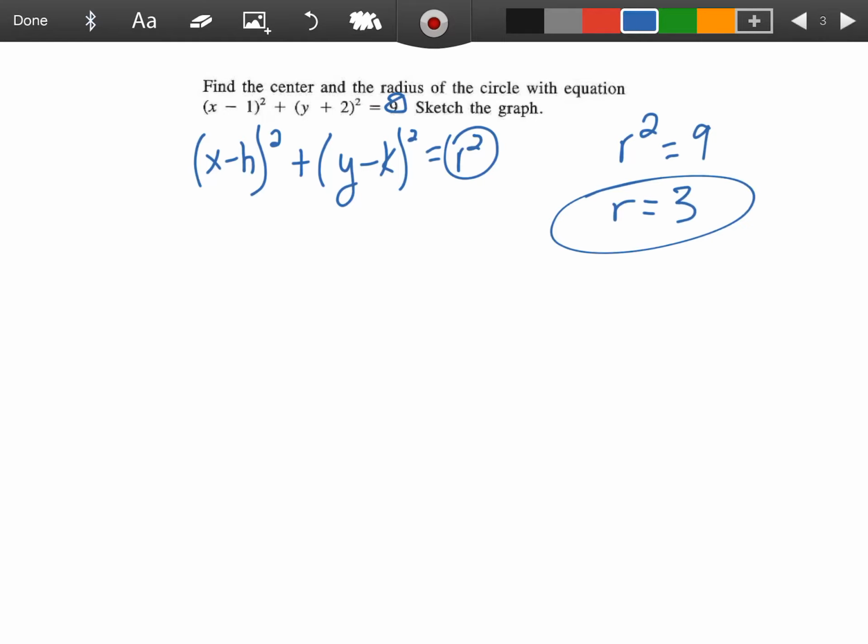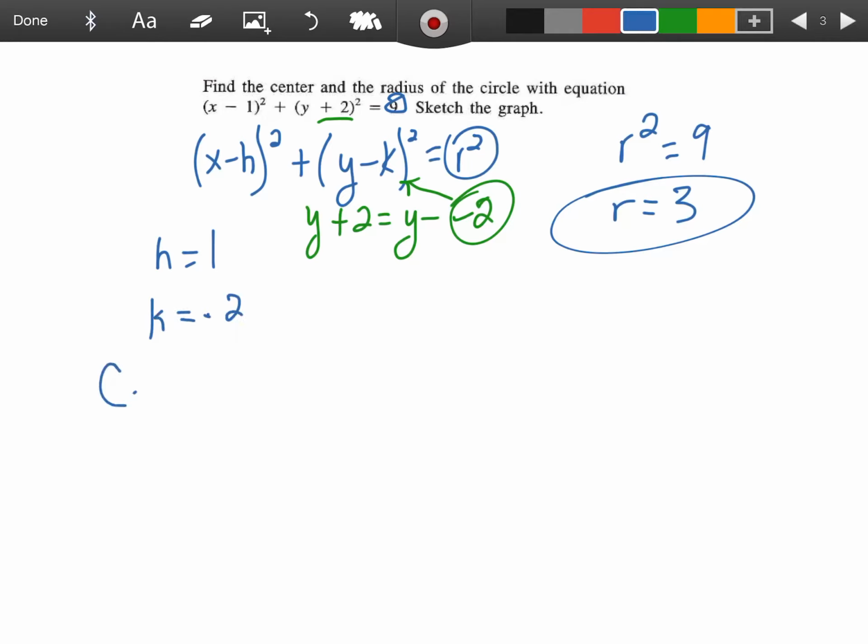That's my radius. And now the center, x minus h. Well, here I have x minus 1. So h is equal to 1. But then over here what happens is I get y plus 2. If I have y plus 2, that's the same as y minus a negative 2. So this negative 2 is k. So h is equal to 1, k is equal to negative 2. So just state that the center is equal to 1 comma negative 2.